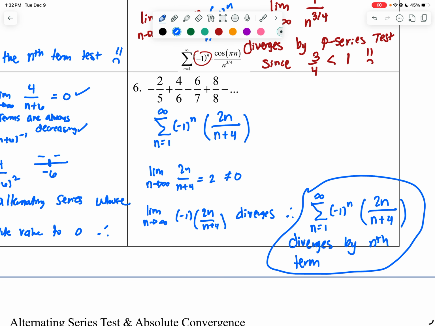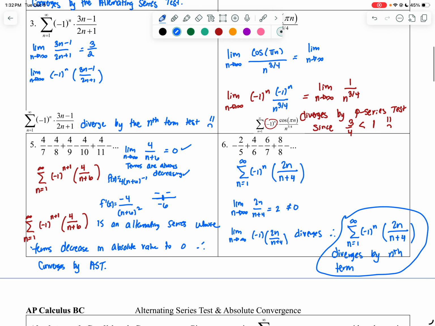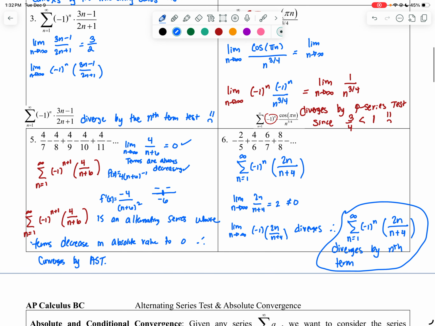All right, and the next part, we're going to talk about absolute convergence, which is essentially more on alternating series, except this time we'll see what happens when we put an absolute value with convergence.